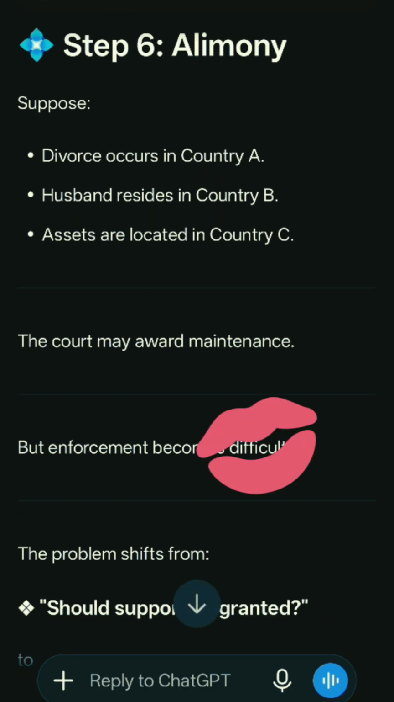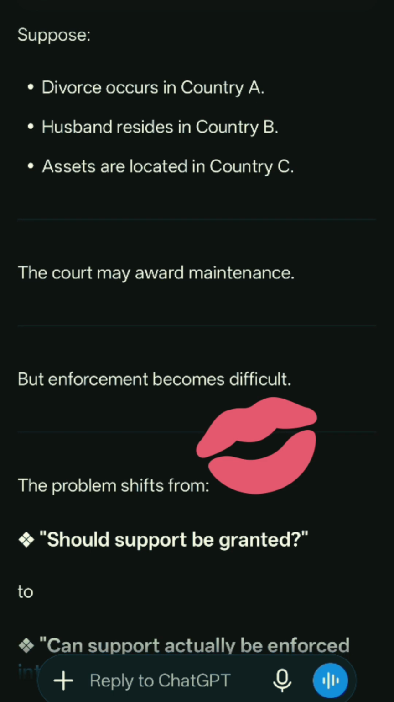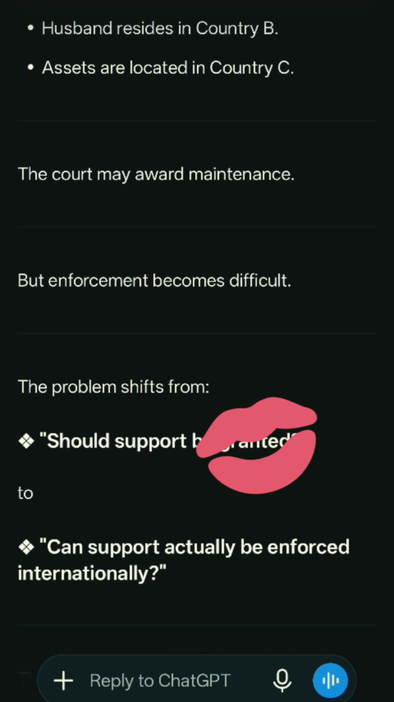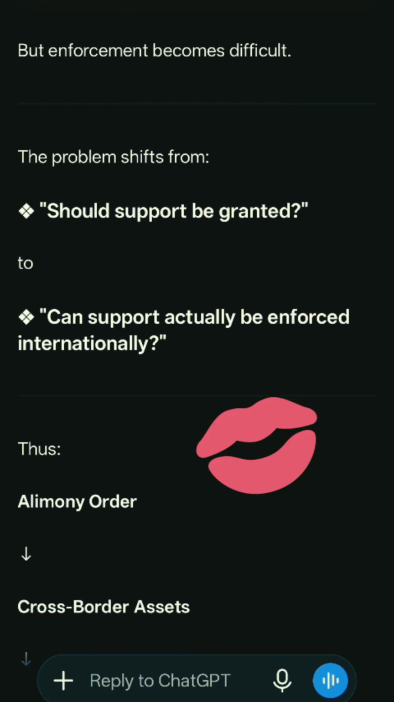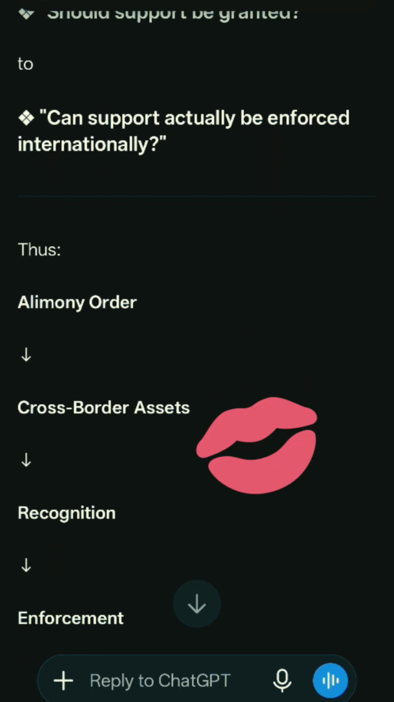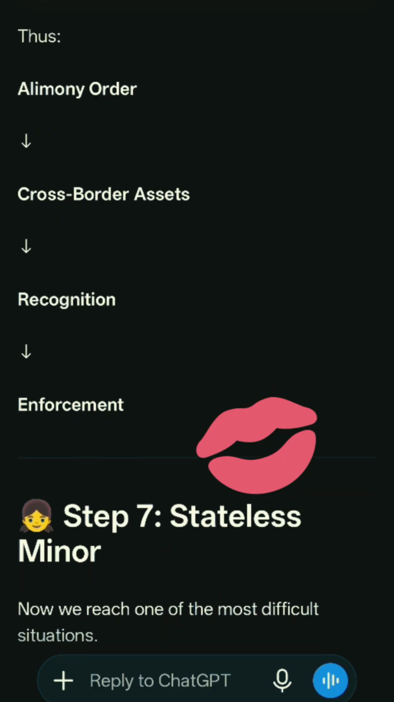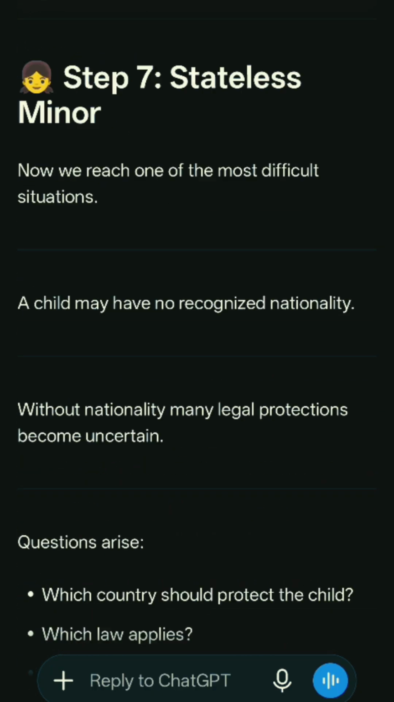Next, step 6, alimony. Suppose divorce occurs in country A, husband resides in country B, assets are located in country C. The court may award maintenance, but enforcement becomes difficult. The problem shifts from should support be granted to can support actually be enforced internationally? Thus, alimony order, cross-border assets, recognition, enforcement.